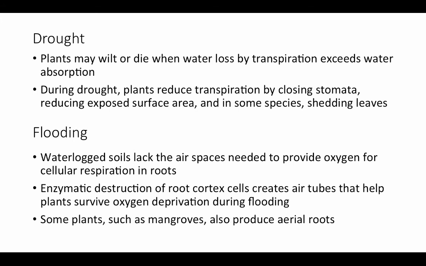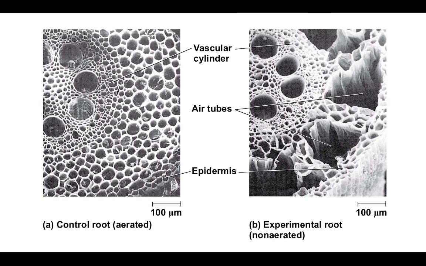And some plants, such as mangroves that are perpetually in waterlogged locations, also produce aerial roots that are going to be able to transmit the oxygen down into the submerged regions of the roots. So here's a micrograph showing the difference in this control root that's in an aerated soil that has sort of normal cortex cells around the perimeter, around this vascular cylinder. And here we have an experimental root that's in flooded soil that has broken down a lot of these parenchyma cells in the cortex and created these air tubes, these air spaces to get oxygen down into the roots of the plant.